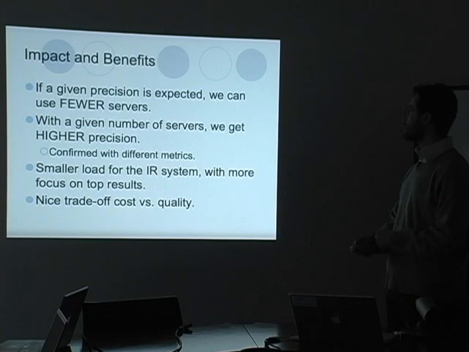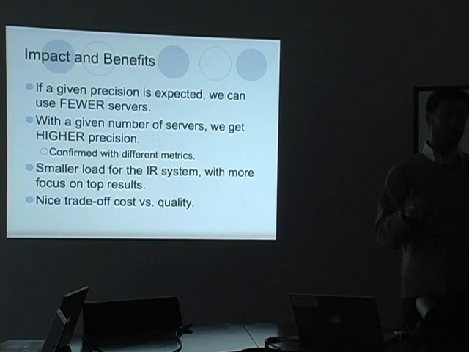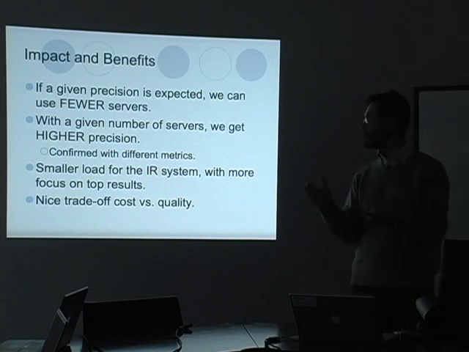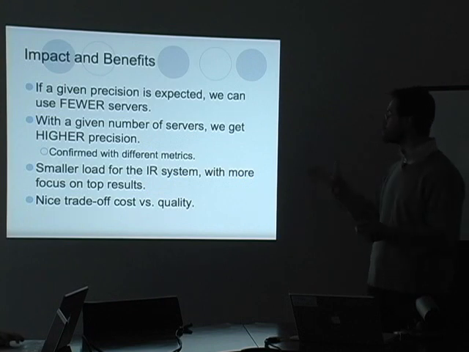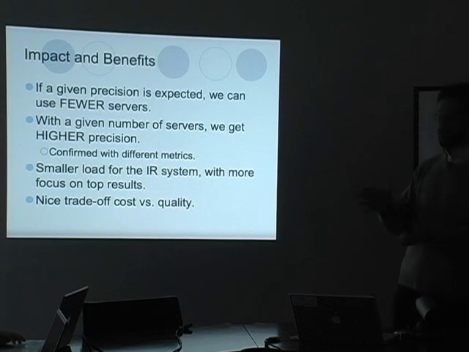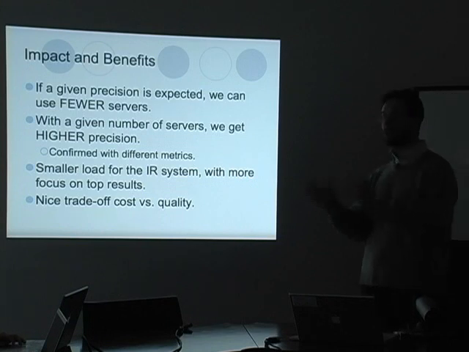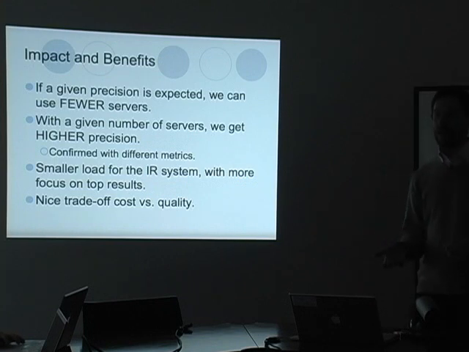So the way it's going to be used is like this. If you're trying to reach a given precision, you can use fewer servers. And if you're given a limited number of servers, you can get better precision. And this was confirmed with different metrics. This is showing a trade-off between cost and quality. And it's boosting the focus on top results at the expense of low-quality results. But it can be useful if you're serving a very big collection of data and you can afford to lose some results.